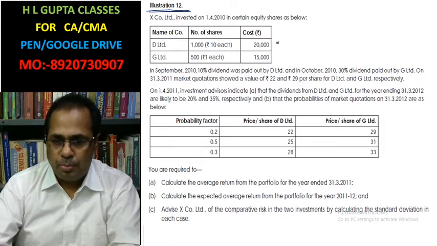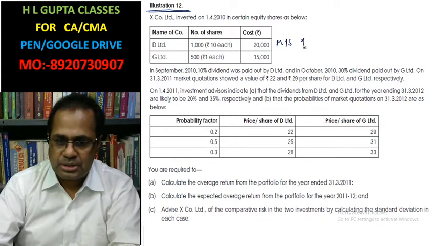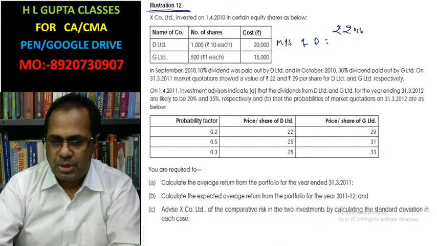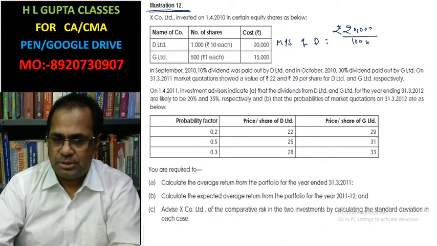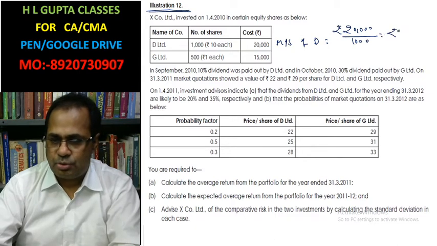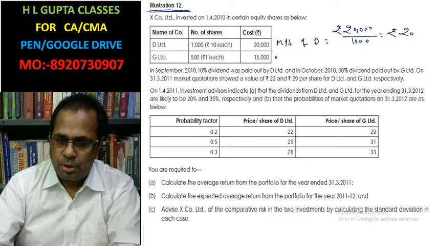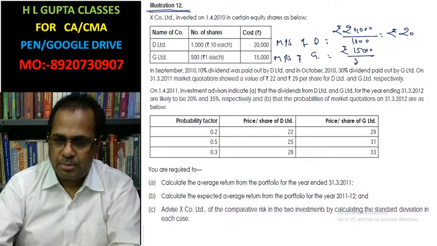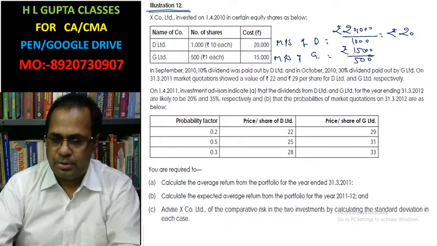Now, what will be the market price per share of D? Your investment amount was 20,000 and the number of equity shares you purchased was 1,000, so this is rupees 20. For the market price per share of G, the investment amount is 15,000 and the number of shares is 500, so in this case this is rupees 30.